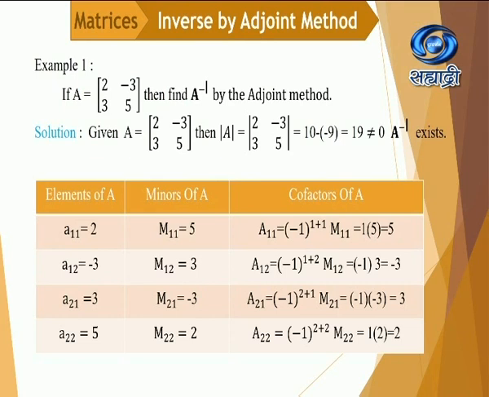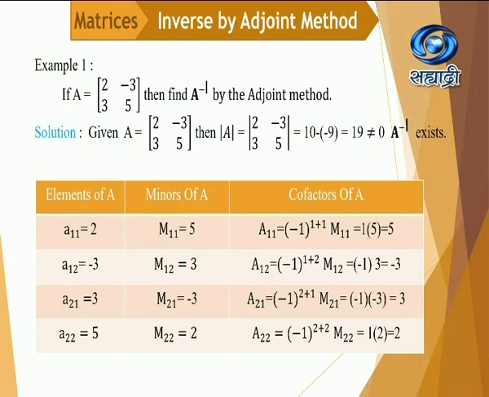So here are the elements of A. A11 is 2, A12 is minus 3, A21 is 3, A22 is 5. Related to each element, the minors of A are M11 is 5, M12 is 3, M21 is minus 3 and M22 is 2. So depending upon these minors, the cofactors are: capital A11 is equal to minus 1 raised to 1 plus 1. Wherever we have an even exponent, the value is positive. So 1 into M11, that is 1 into 5, is 5.